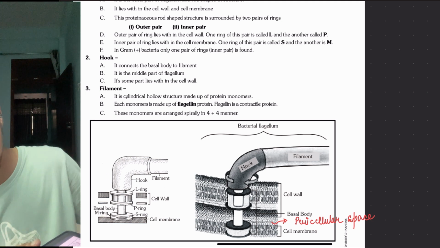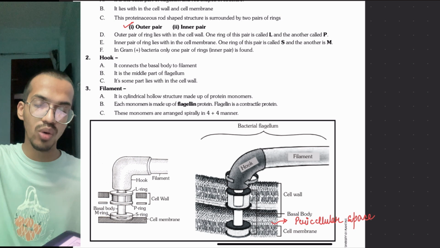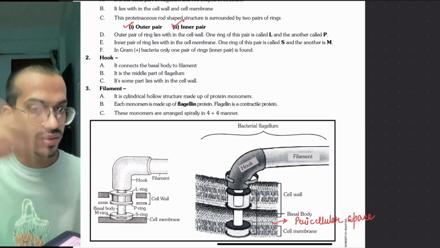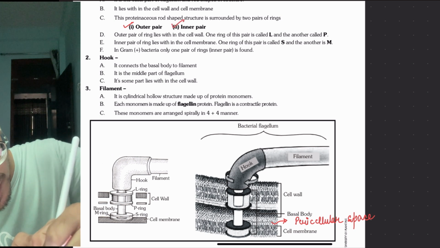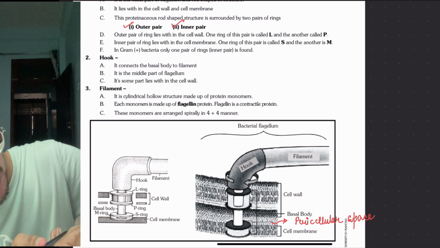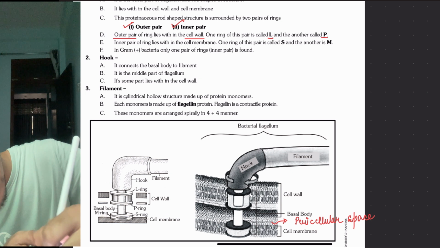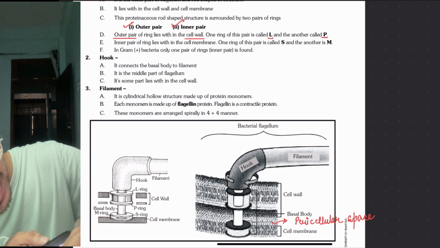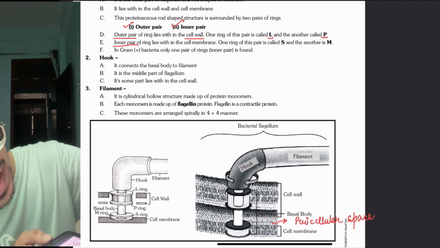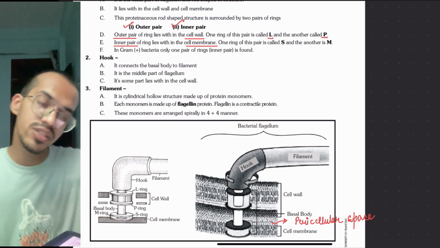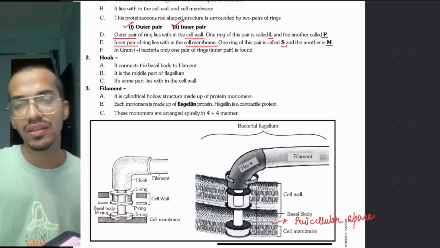These things you have to remember: there are 2 rings present, inner and outer. Outer means outside. What is present outside, cell wall or cell membrane? Cell wall. So the outer pair of rings will be present on the cell wall, and they are L, P. Whereas the inner pair is present on the inner side, which is the cell membrane. This is S, M. You have to remember SM and LP.